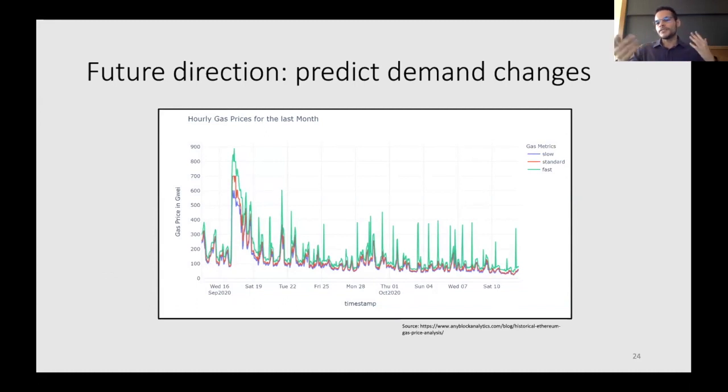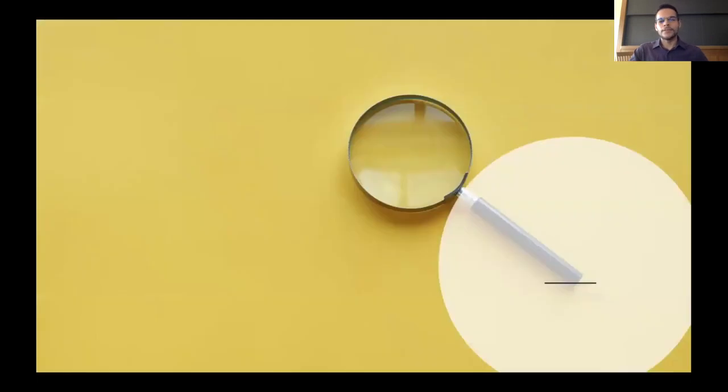So potentially we could incorporate and be able to predict demand changes even before they happen, and design pricing rules that are able to predict the demand in the future, not only reacting to the change in the demand that's happening over time. So thank you very much.